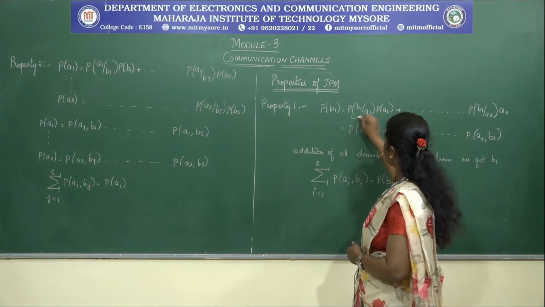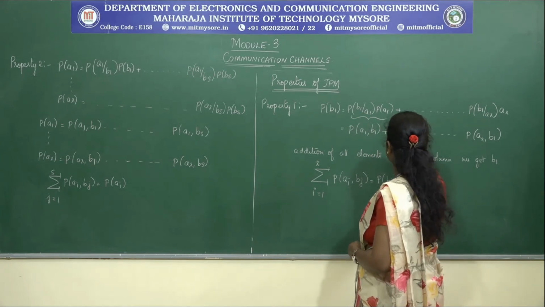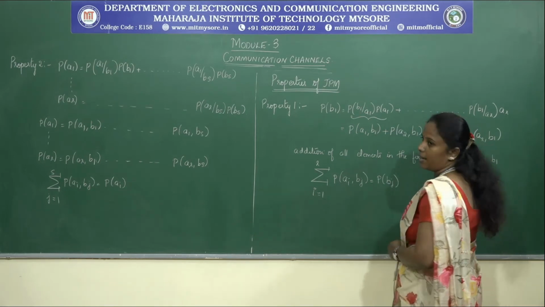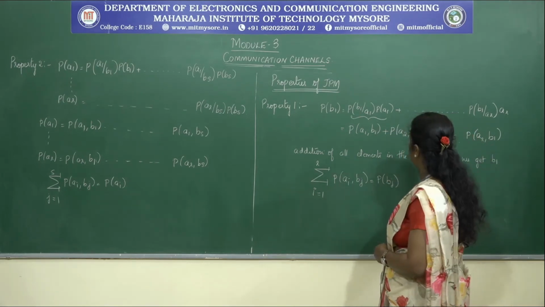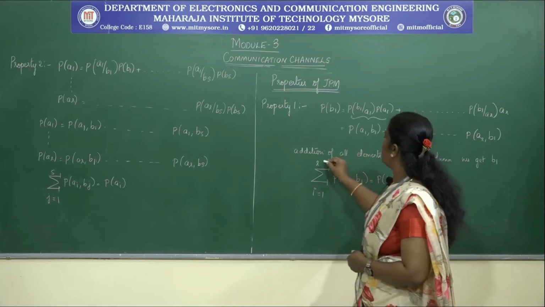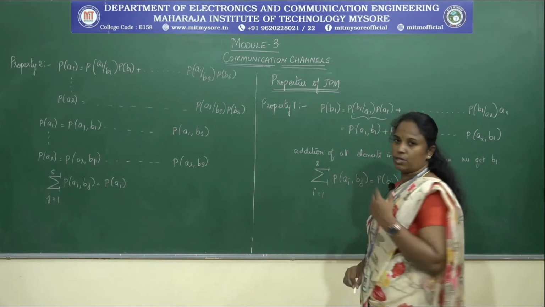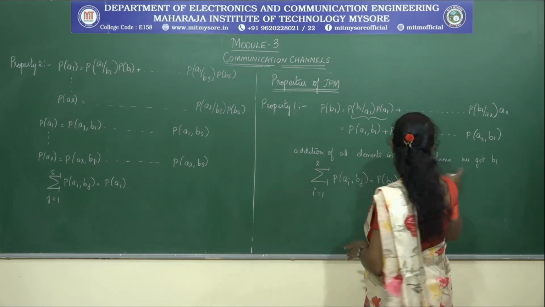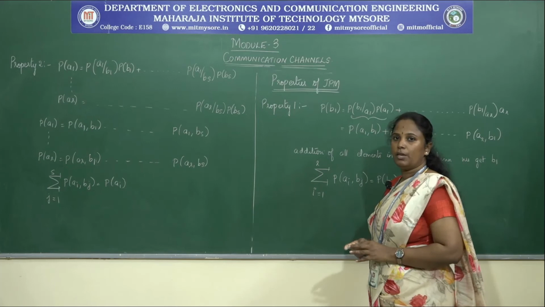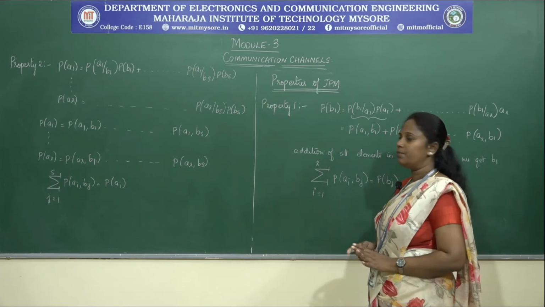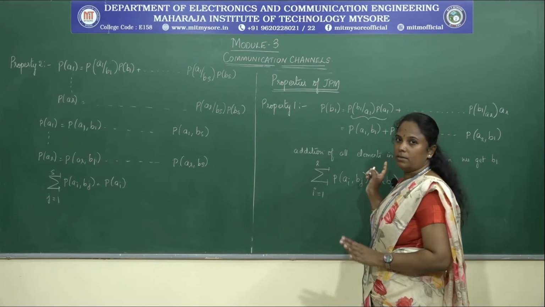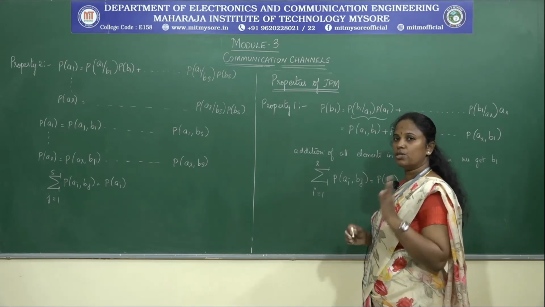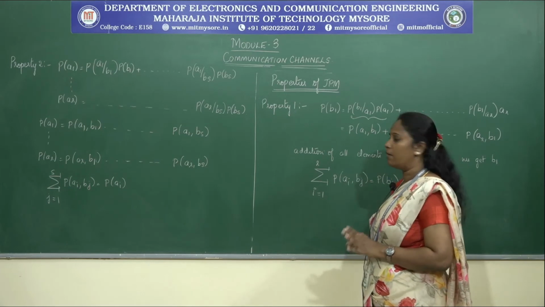So similarly the next term can be written as A2 comma B1. So this continues up to AR number of symbols. So in general what I can say is that the addition of all the elements in the first column, that means by adding all the elements column wise, you are going to get B1. Similarly, if you add with respect to the B2 column wise, you will be getting the value of B2. Similarly the value of B3. So that this continues up to BR number of symbols.